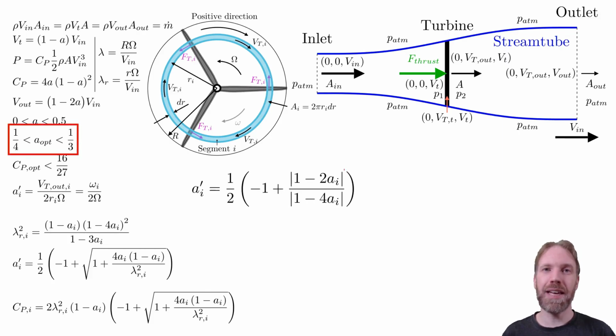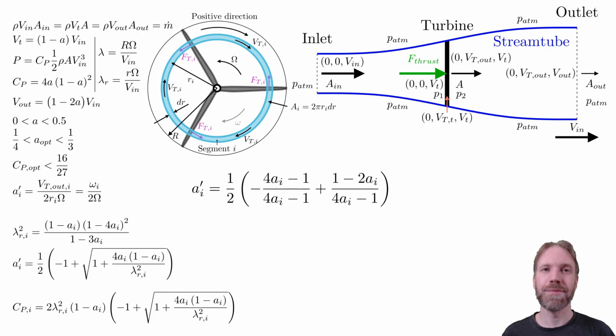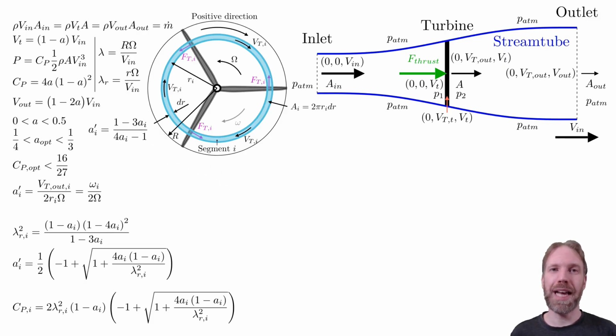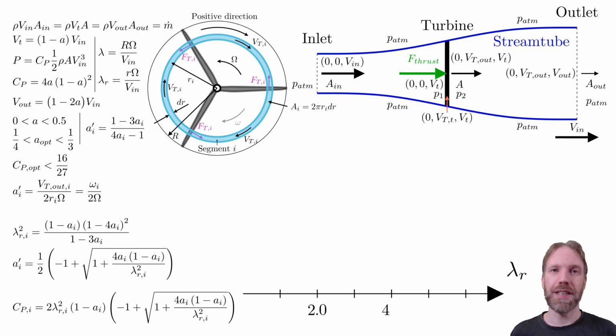Use the limits for a to determine if they are positive or negative. As a is smaller than 1/3, the denominator is positive, the absolute value can be removed. A is larger than 1/4, hence this is negative. Change the sign. Write with a common denominator. Collect the terms and simplify. We now know the relationship between the optimal angular induction factor and the optimal axial induction factor.